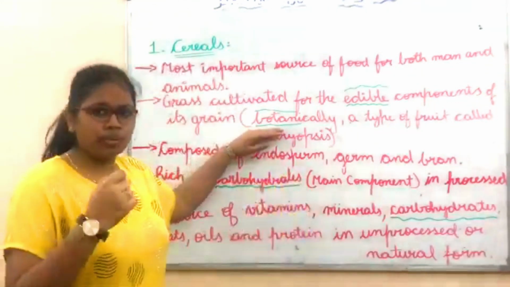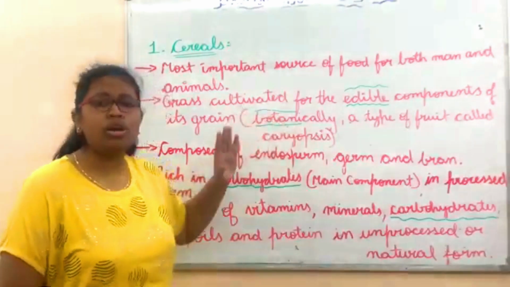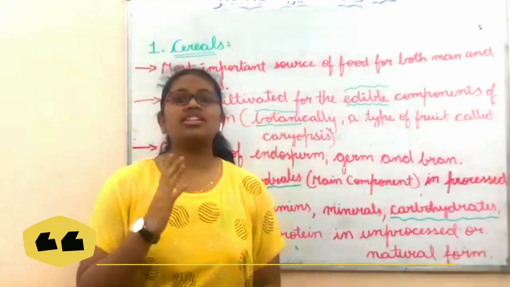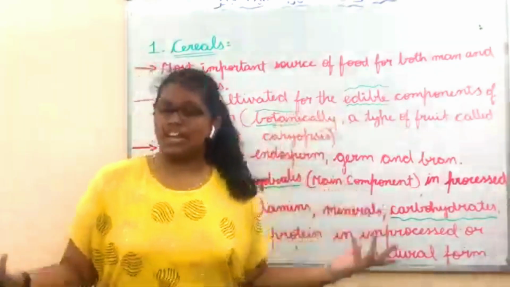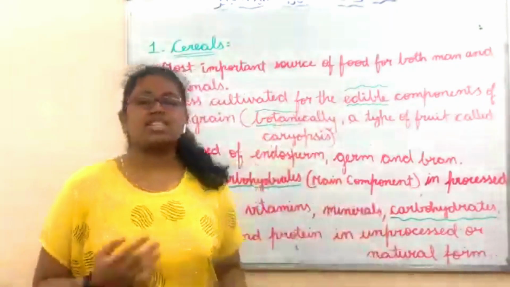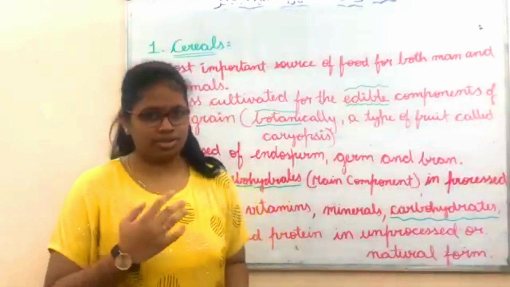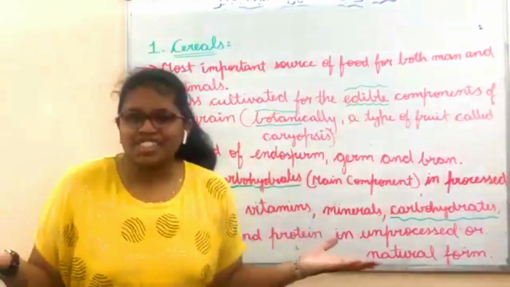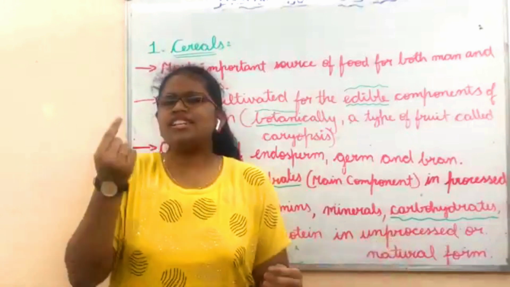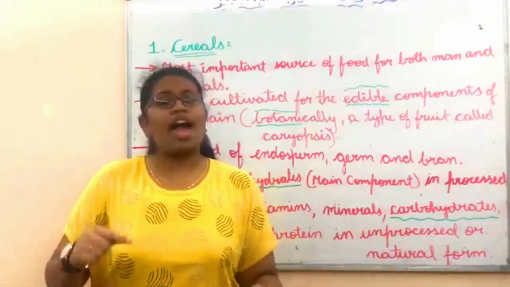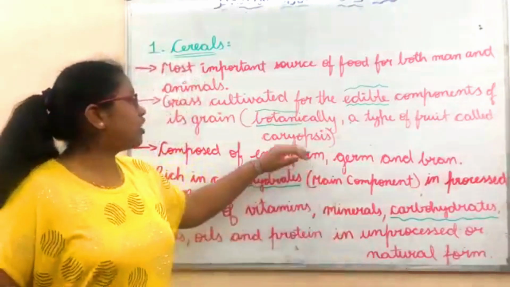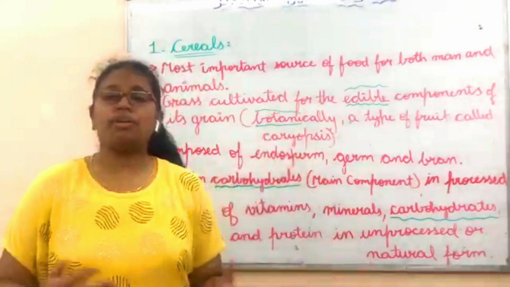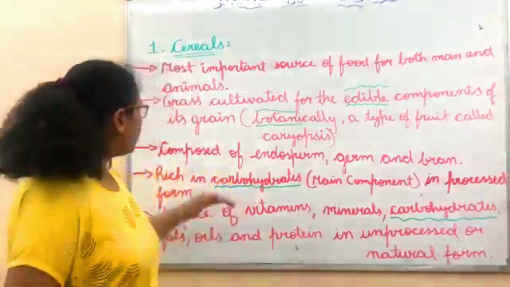We have encountered a new word called botany. What do we mean by botany? Botany is the study of plants. According to botany, or the study of plants, caryopsis is a type of simple dry fruit. If you take a rice grain or a wheat grain, it is dry. Both are dry and both are caryopsis. In our usual language, we call caryopsis a grain, and it's popularly known as grain.